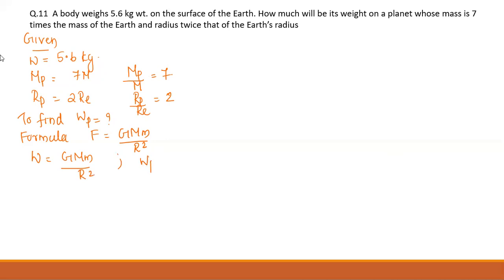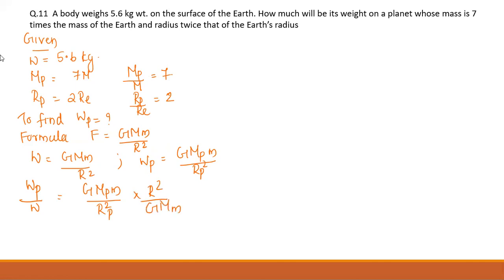And for the planet, we can write Wp is equal to G Mp into m upon rp square, because the mass of the object will not change. Mass will be the same everywhere. Now, on dividing the weight of the object on the planet upon the weight on earth, we will get G Mp into m upon rp square. Instead of dividing, take the reciprocal and multiply, so it will become r square upon GMm.